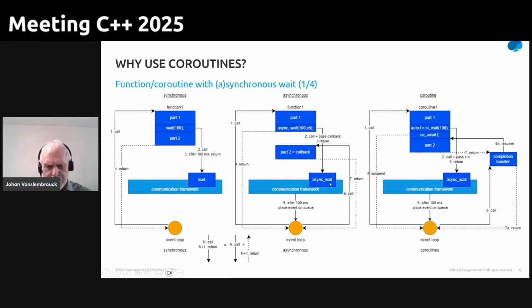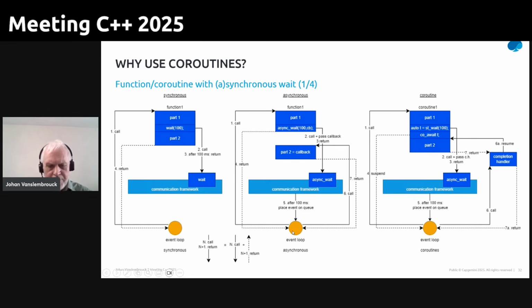We have the async wait implemented here, and the communication framework is going to pass the callback. And the callback is in fact the part two that we find here, originally on the left. So what's going to happen here? Function one is called, going to start the async wait. It's going to return quasi immediately. So we have the return over here.